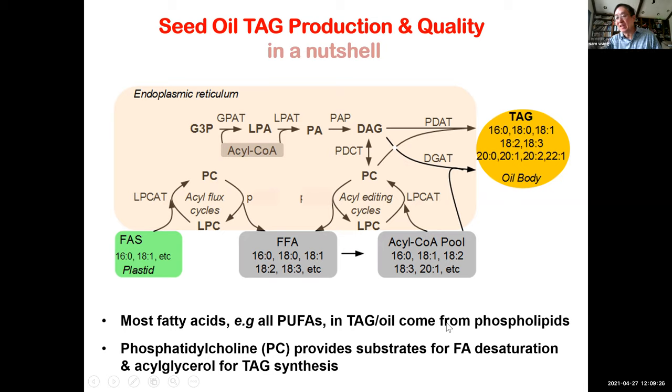So the phospholipid route, meaning the turnover and acyl remodeling at the bottom portion, is actually a major contributor to it. For example, phosphatidylcholine, or PC for short, not only provides a substrate for desaturation, it also directs carbon skeleton either directly into triacylglycerol through the enzyme PDAT, or through other enzymes that interchange with diacylglycerol.